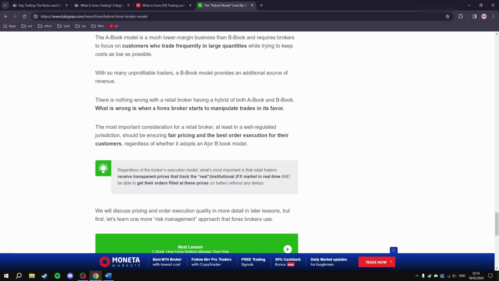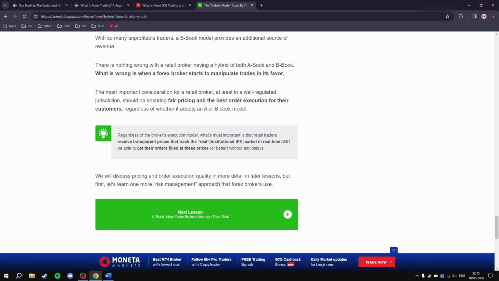Regardless of the broker's execution model, what's most important is that retail traders receive transparent prices that track the real institutional FX market in real time and be able to get their orders filled at these prices or better without any delays. Note that it says "quote, real" because, well, we're not actually trading in the institutional FX market, are we? We will discuss pricing and order execution quality in more detail in a later lesson, but first let's learn one more risk management approach that Forex brokers use.